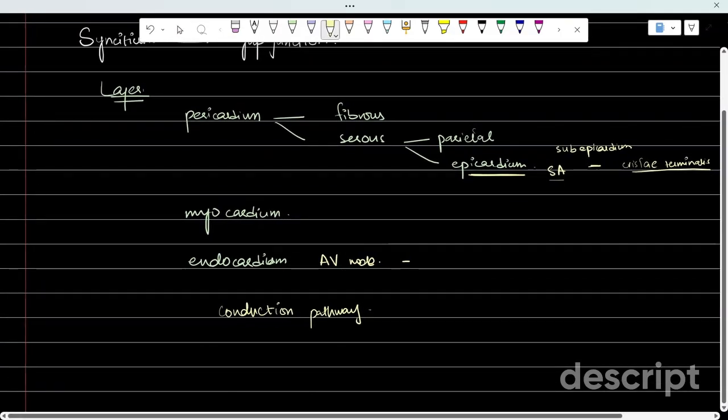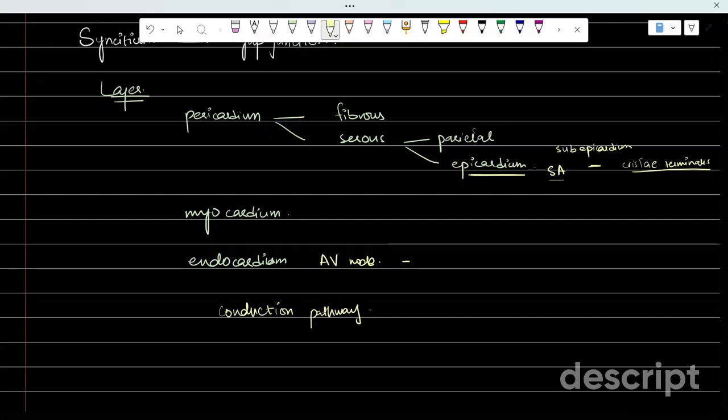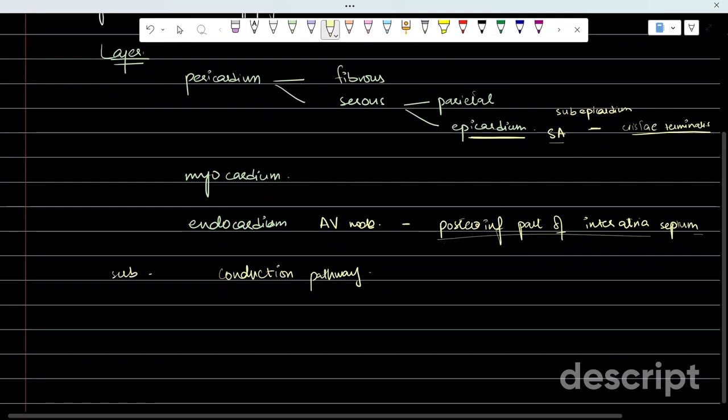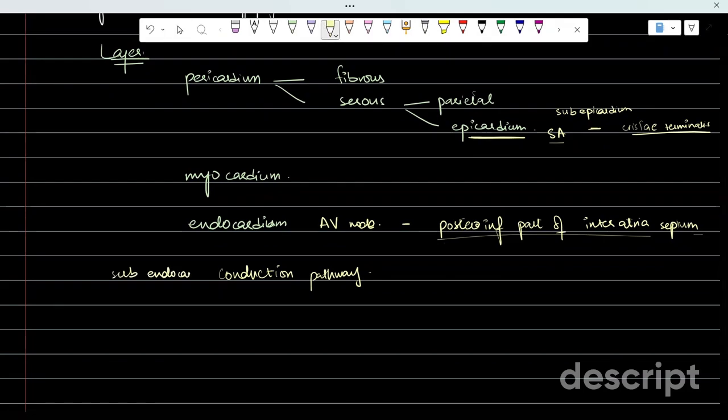Similarly, AV node is located in the postero-inferior part of atrial septum. So between the atria, the postero-inferior part, it is located, and if there is a damage to this, it will result in AV node damage. Again, this is an MCQ. Subconduction pathway, as I told you, is present in the subendocardium.